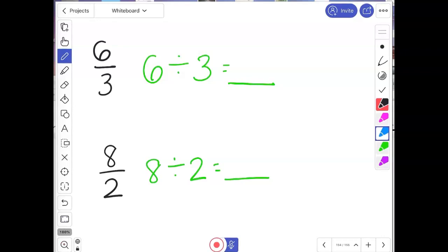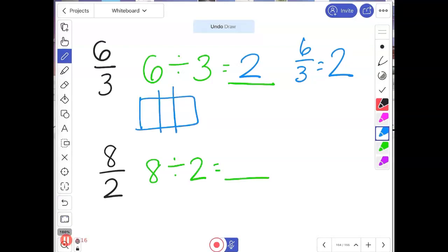6/3 is the same thing as 2 because 6 divided by 3 is 2. So 6/3 equals 2. I could draw it. Not with a circle, I can't. 1, 2, 3, 4, 5, 6. I had to draw 2 candy bars broken into thirds in order to have 6 pieces.